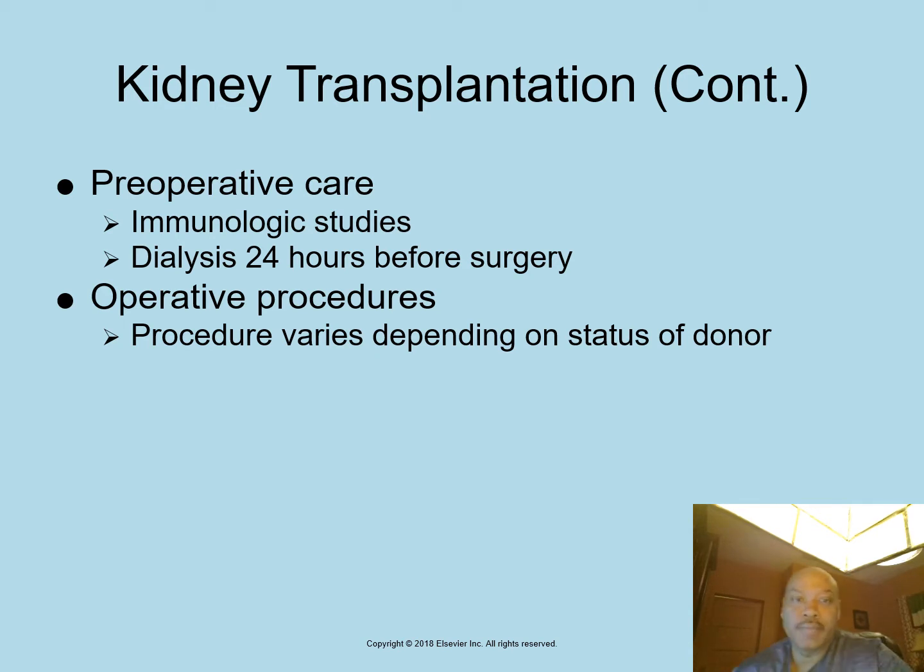As far as the operative procedure, the new kidney is placed in the right or the left anterior iliac fossa. It's not actually placed in the area where the old kidneys or the non-functional kidneys are, but in the area I just mentioned, the iliac fossa. And this is because it allows easier connection of the ureter and the renal artery and renal veins to the new transplanted organ. It also allows for easier palpation for examination.